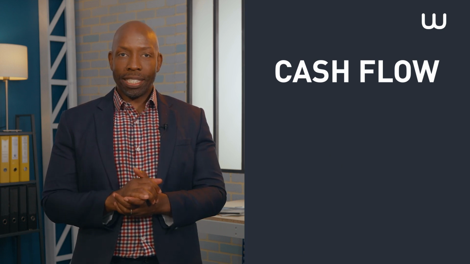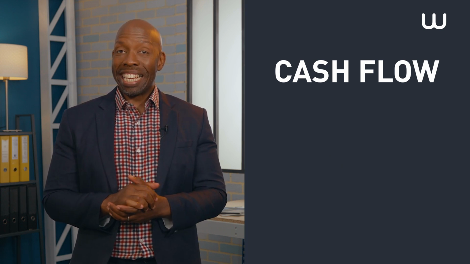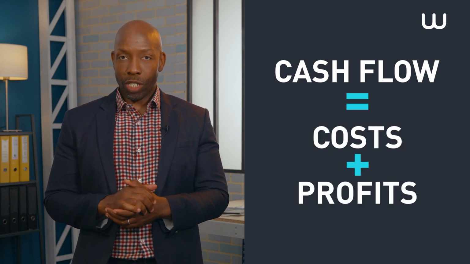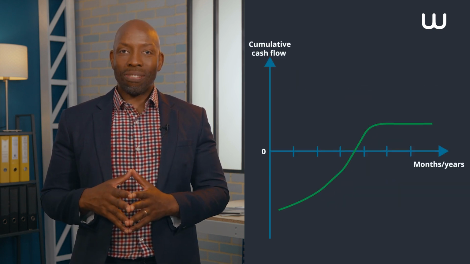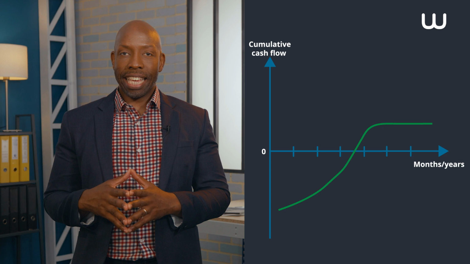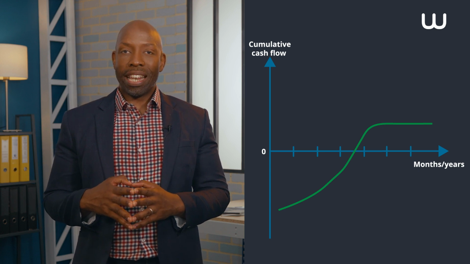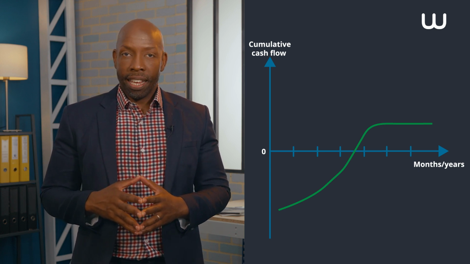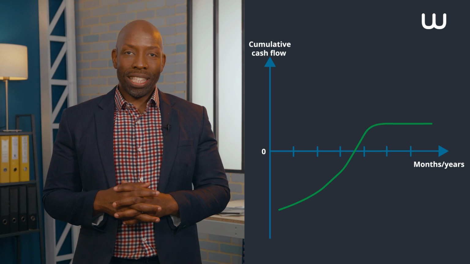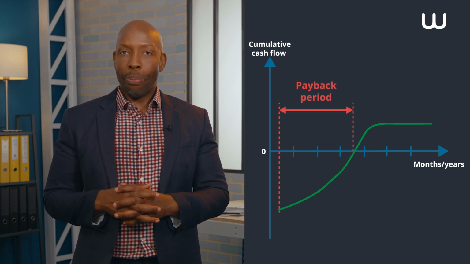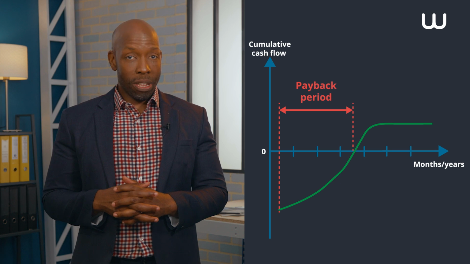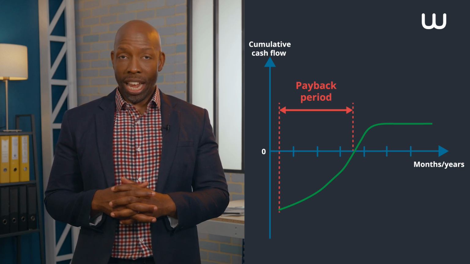This term refers to the sum of outgoing cash flow, i.e. costs, and incoming cash flow, i.e. profits. The first method consists of representing the change in an asset's cash flow that has accumulated gradually over months or years. Then we will look at the moment when this cumulative cash flow becomes positive. This is called the payback period. The shorter this period, the quicker the asset will be cost-effective.